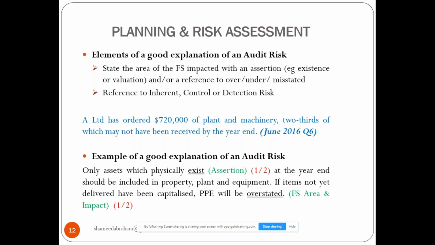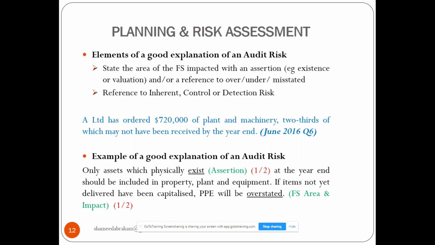There are a few things that your answer must have in an explanation of audit risk. Your answer must state the area of the financial statements that are impacted, and it must describe the impact. So every description of audit risk must contain the area of the accounts that is affected, in this case, property, plant, and equipment, and your answer must contain the words over or understated or misstated, depending on the scenario. So it must also explain the financial statement impact.